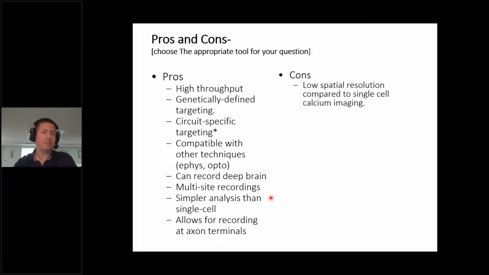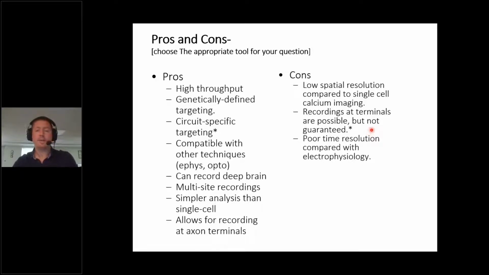Of course, inherent in some of the pros that I've talked about are also some corresponding cons, like low spatial resolution. And one of the things that we found is recording at terminals is possible if they're dense, but not always guaranteed. So I think probably somewhere between 50 and 75% of the targets we've looked at, we were able to do this. And we've looked at a lot at this point, so I think that's a pretty good estimate.